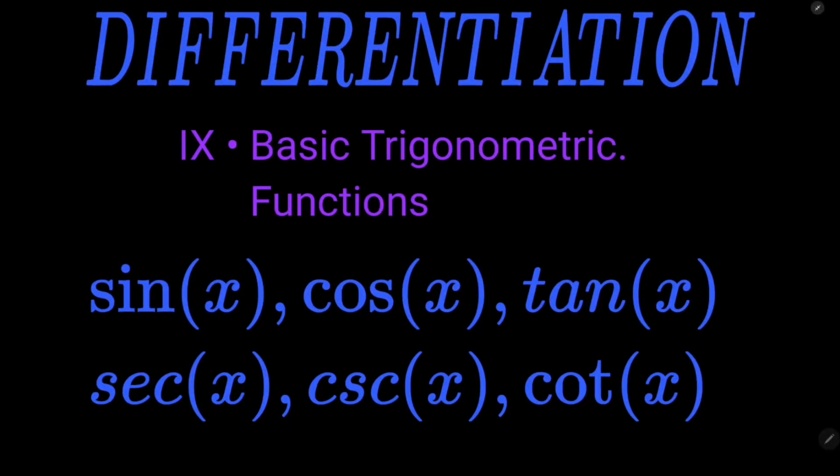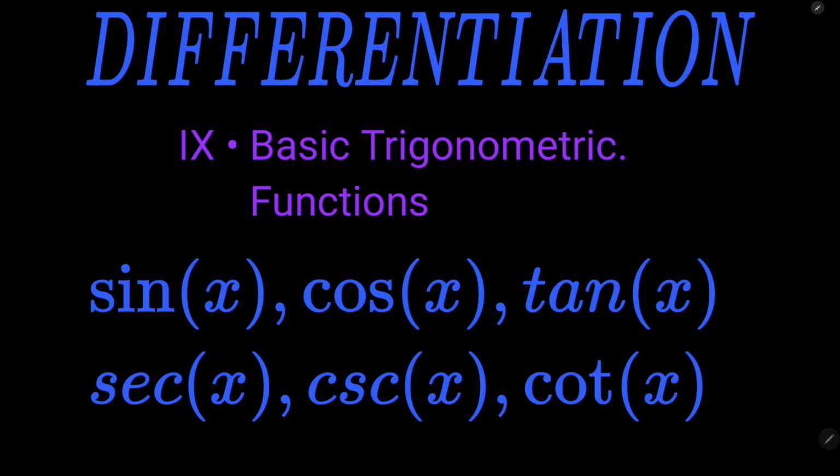In this lesson, we'll derive derivatives of sine x, cos x, and tan x from first principle, and then use identities to get the derivatives of sec x, cosec x, and cot x. I'll go slowly, line by line, and explain each step.